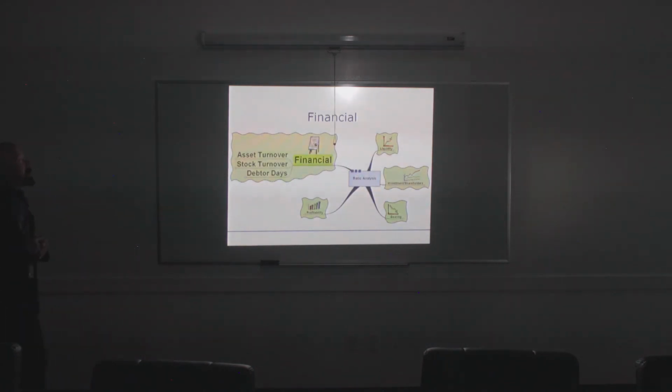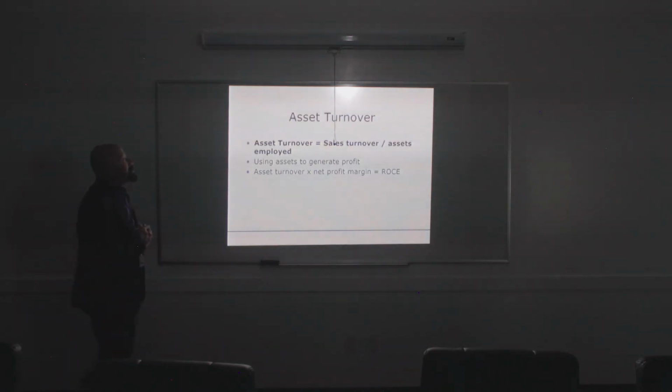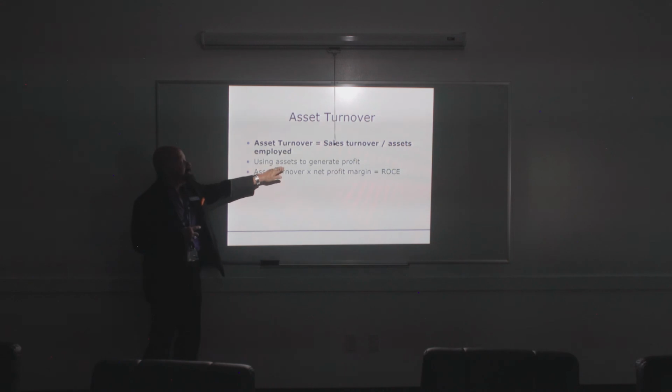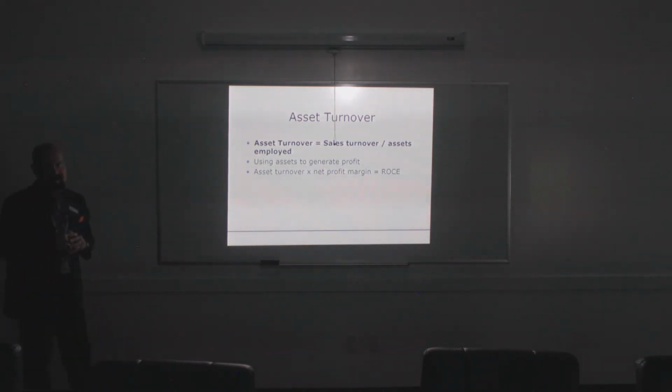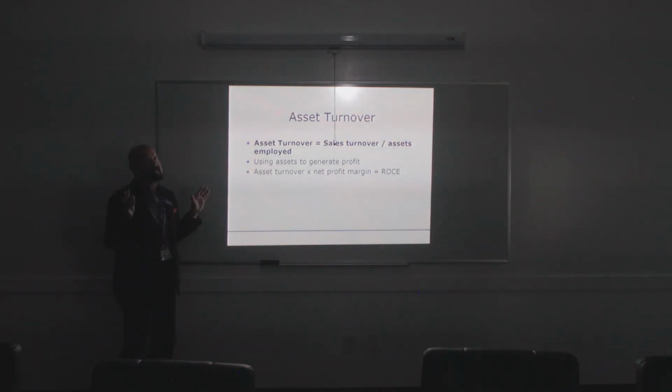Last but not least, we're going to talk about financial ratios: asset turnover, stock turnover, debtor days. Asset turnover equals sales turnover divided by assets employed. And this is, are you using your assets to generate profit correctly? Asset turnover times net profit margin kind of shows you the same thing. And remember, we're not going to buy any assets unless they're going to make us money.